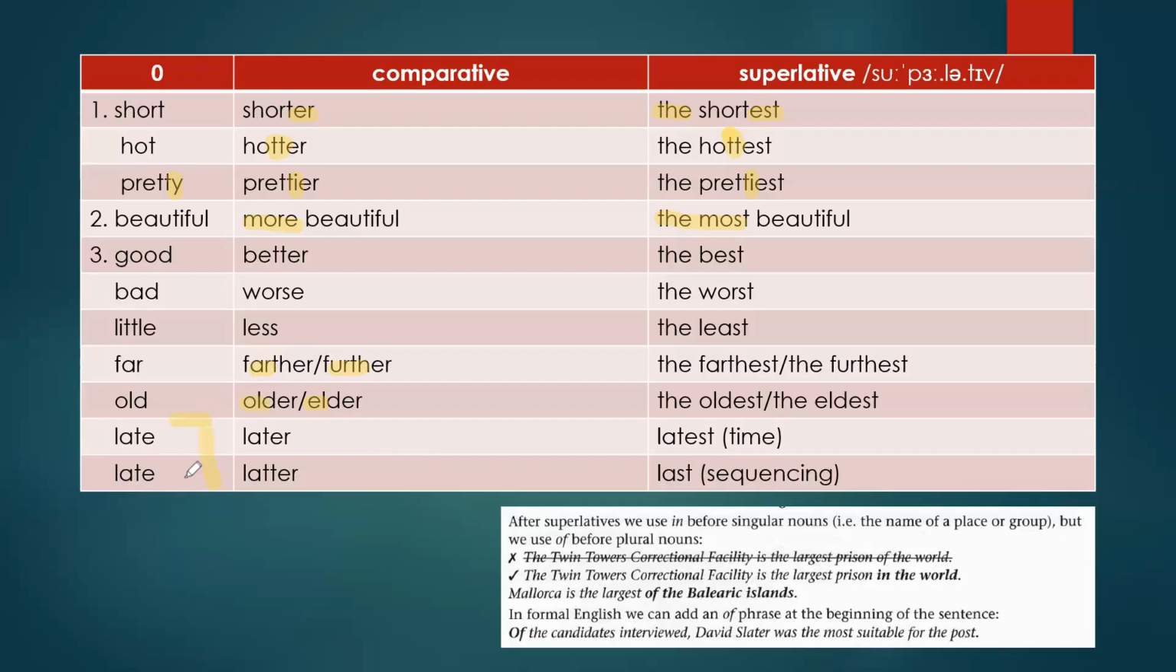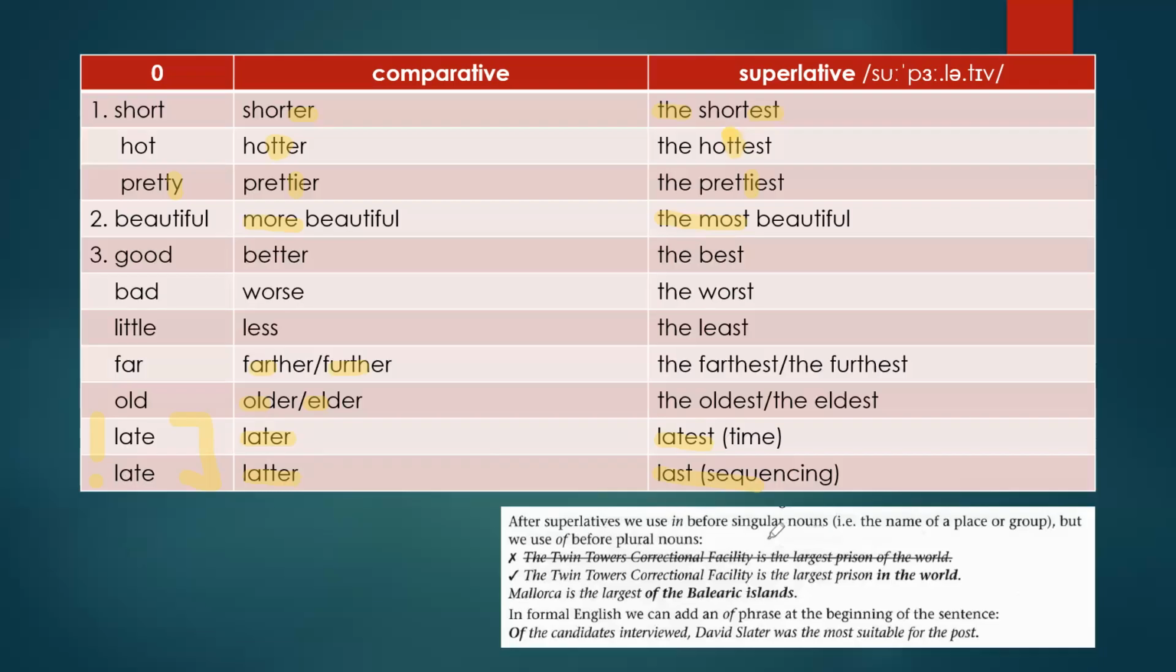And one more variant, late. We have two variants here. Pay attention. If we speak about time, we say later and latest. Everything is okay, that is regular. But if we speak about sequencing, so about the order of things, we have two different variants. Remember about it. They like these variants in different tests.